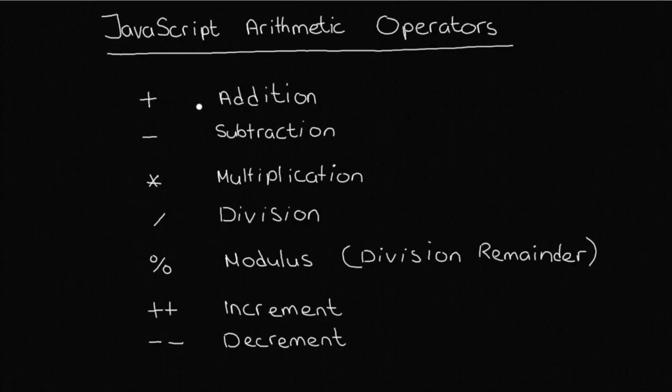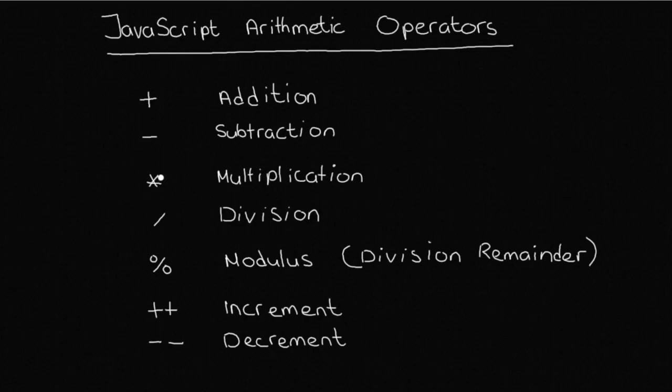So starting off with addition, this is simply adding two variables together. If we're using numbers, we can add two numbers together. If we're adding two strings, we can also add two strings together. Then we move on to subtraction. It's exactly what you would have used in maths before. It's just taking two numbers away from each other. Then multiplication is the same thing that you would have seen in maths as well.